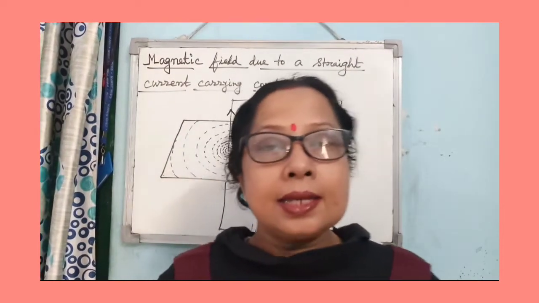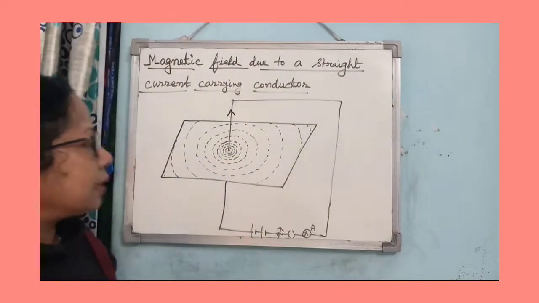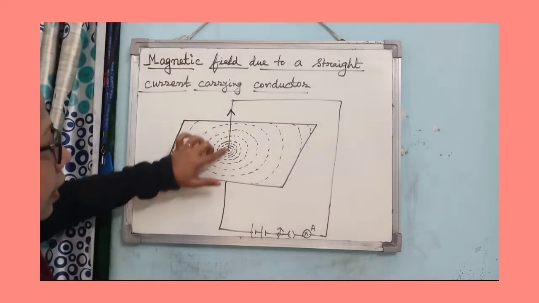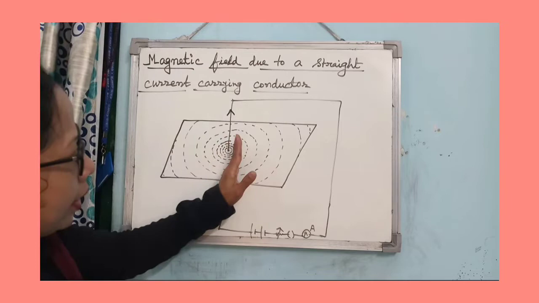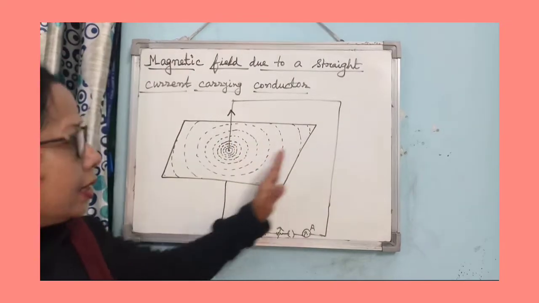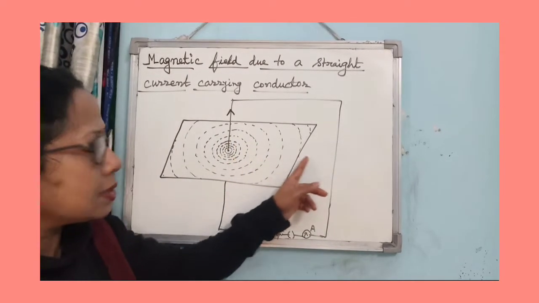Is that clear? Third point. Third observation: you just see, near the conductor the concentric circles are denser, whereas when you go away from the conductor, the density of the circles decreases.